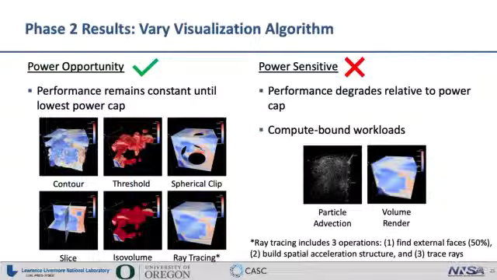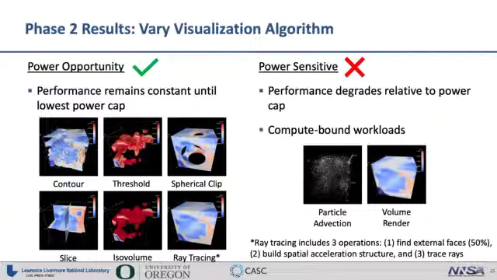So the algorithms that fell into this category tend to be our more cell-centered data sets, where we need to walk across each individual cell and do some operation. On the other hand, our power sensitive category, these algorithms saw the performance degrade relative to the power cap. So these tended to be our more compute-bound workloads. So particle advection and volume rendering fell into this category.